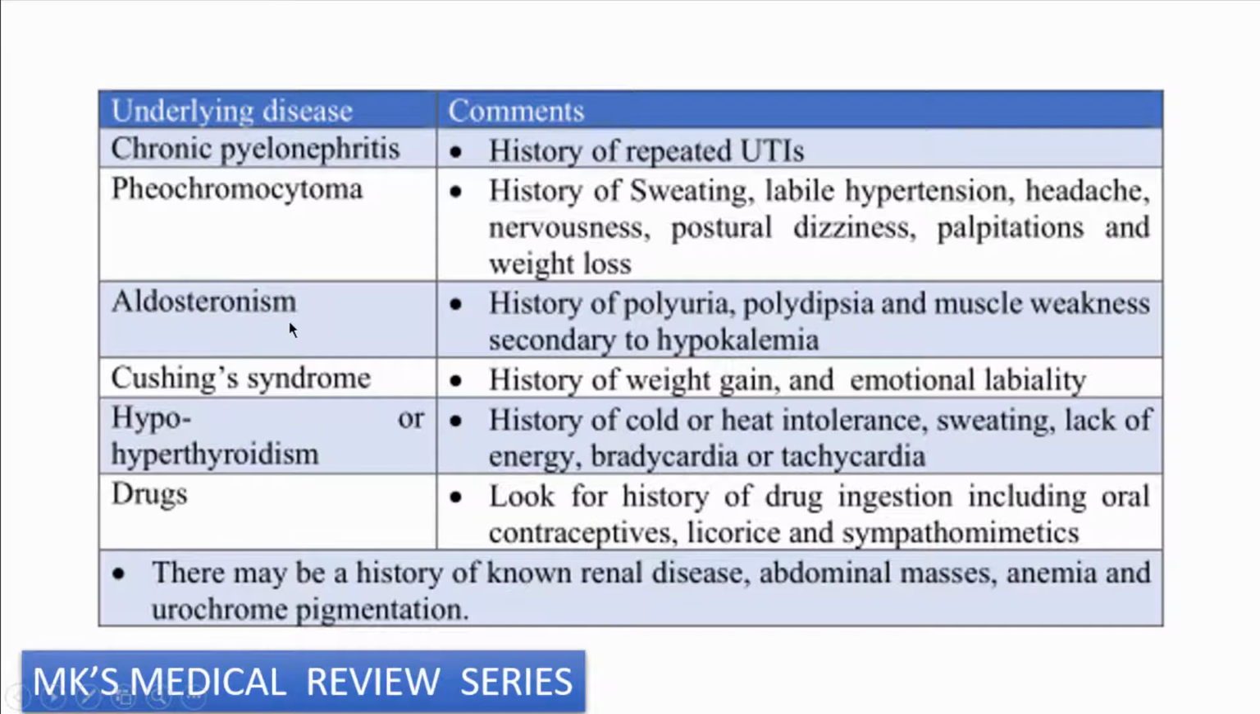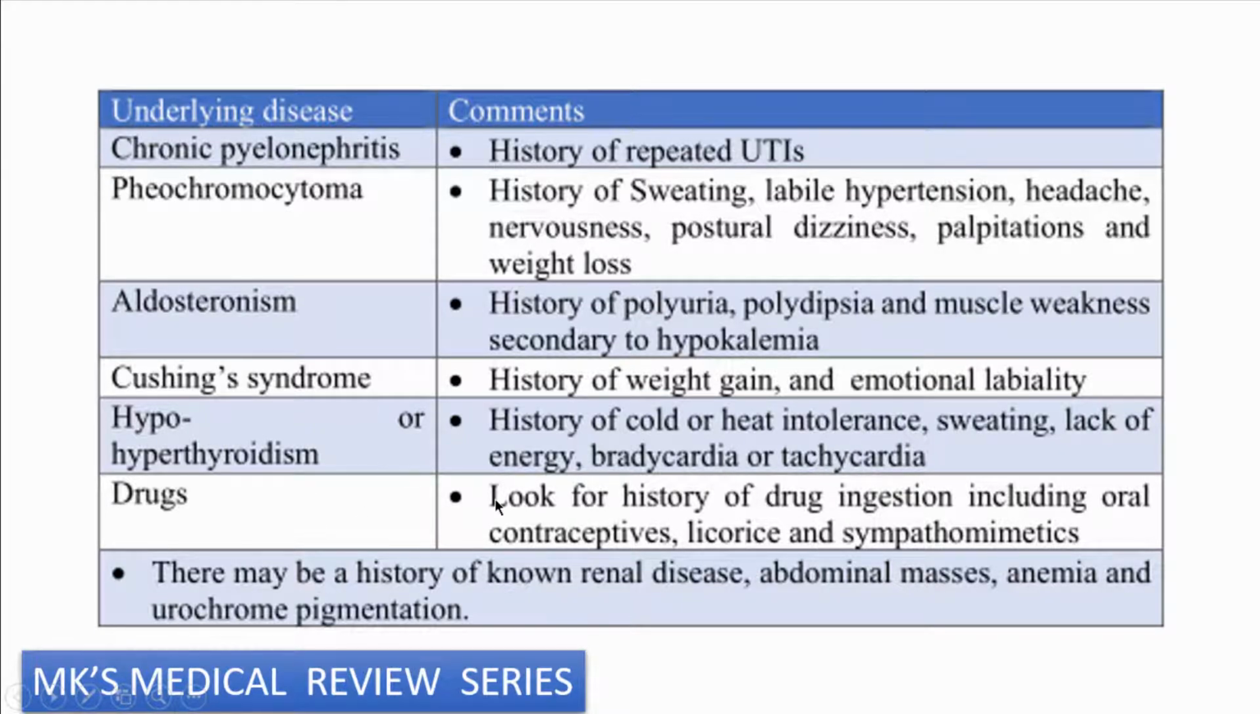Then you may have aldosteronism, which will present you with a history of polyuria, polydipsia, muscle weakness. That is obviously secondary to hypokalemia. Remember, whenever you retain sodium, you lose potassium. Then you may have Cushing's syndrome that will give you a history of weight gain as well as emotional lability. But anyways, and then you may have features of hypo or hyperthyroidism, like I said, history of cold or heat intolerance, sweating, lack of energy, bradycardia or tachycardia.